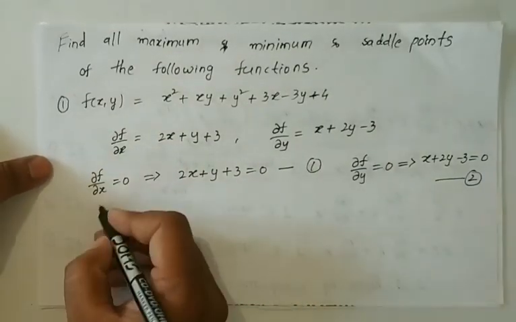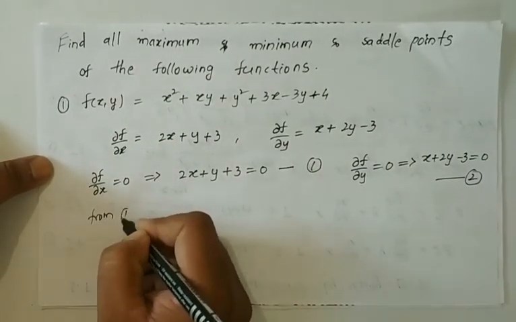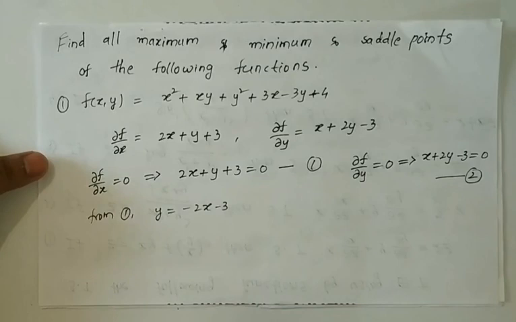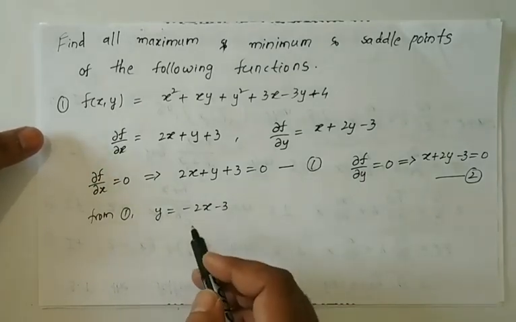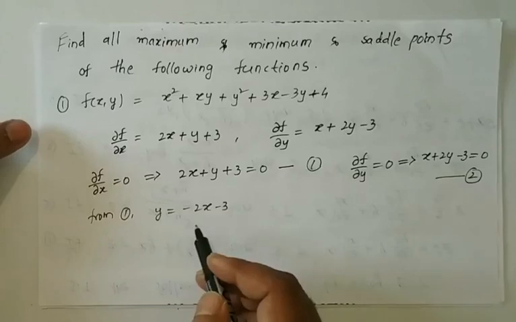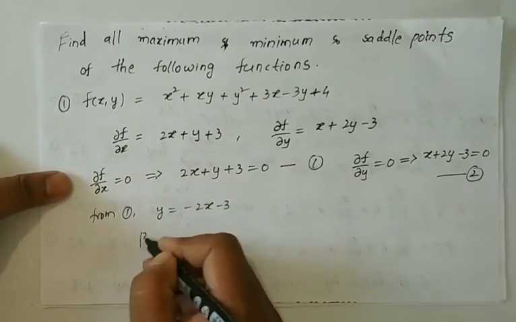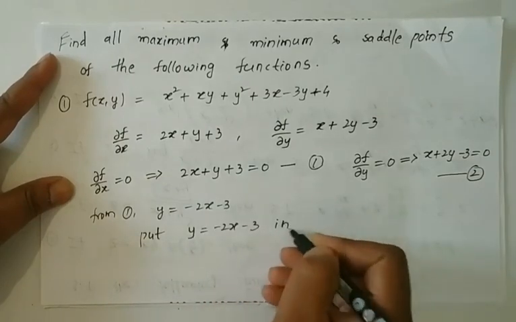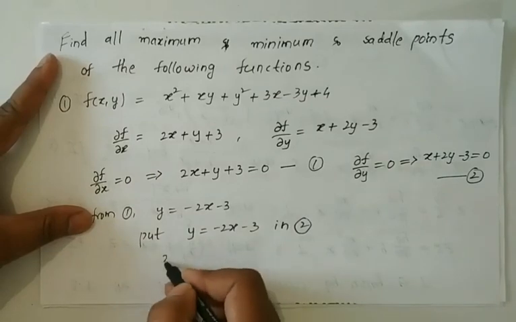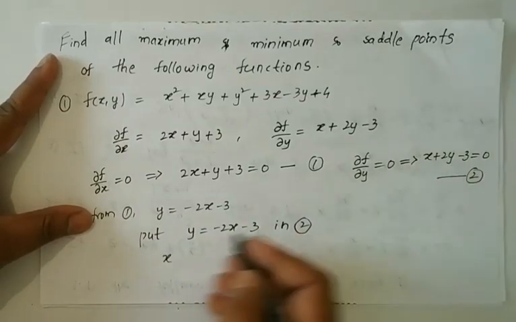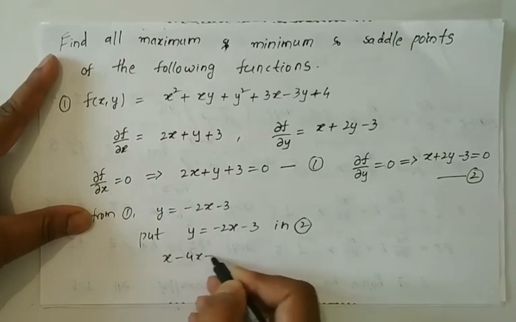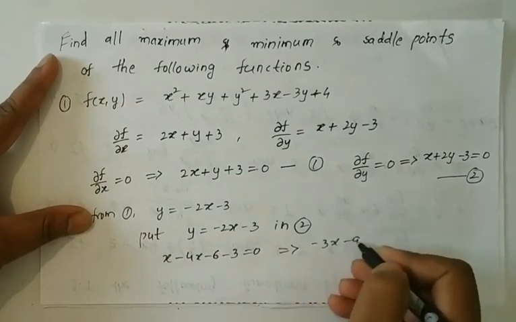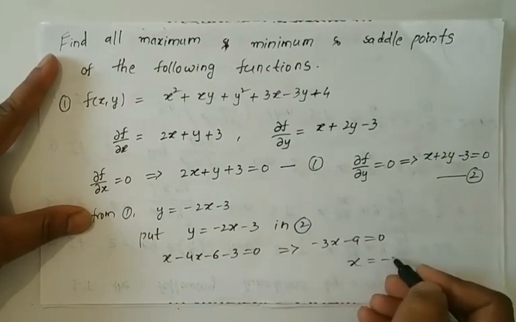Here I am using equation 1. From equation 1 we have y is equal to minus 2x minus 3. Now let us substitute y is equal to minus 2x minus 3 in equation 2. Then x plus 2y is x minus 4x minus 6 minus 3 is equal to 0. This is minus 3x minus 9 is equal to 0, therefore x is equal to minus 3.